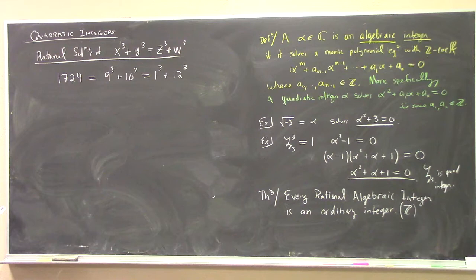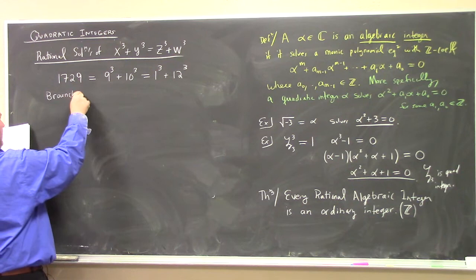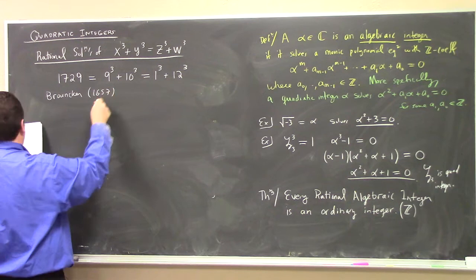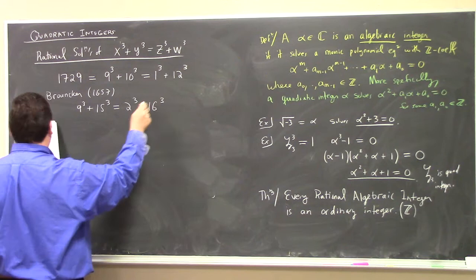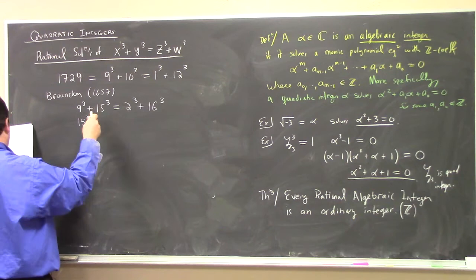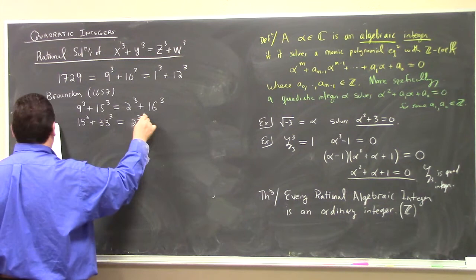But it's mentioned also that we see his name appear some in the history. This guy, Brouncher, 1657. So he gave this. 9 cubed plus 15 cubed is 2 cubed plus... So how did they decide this is a question? Given what else we've been talking about lately, I kind of get it, because we were looking at different ways to write an integer as a sum of two squares. So this is the next natural step, right?